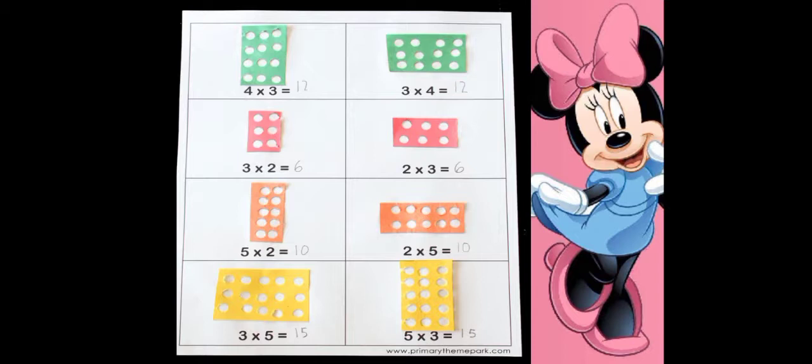The third example: 5 rows multiplied by 2 columns is how much? Alright, very good, students. It's 10. So 5 rows multiplied by 2 columns is equal to 10. And for the vice versa, 2 rows multiplied by 5 columns is also equal to 10.